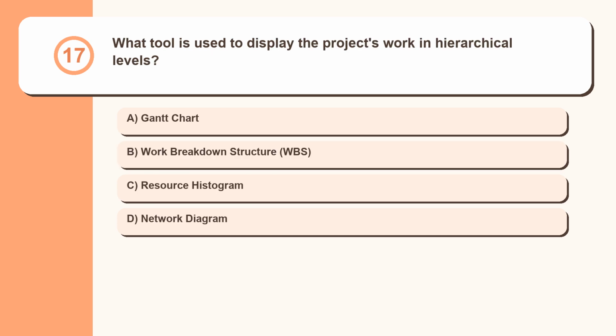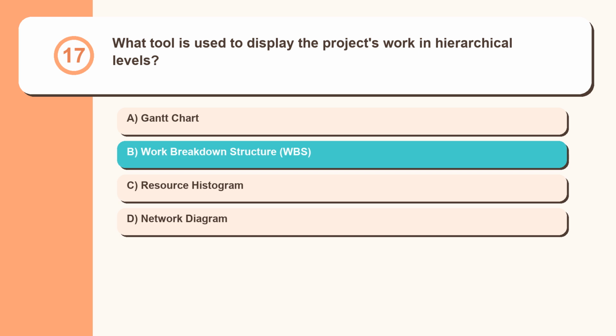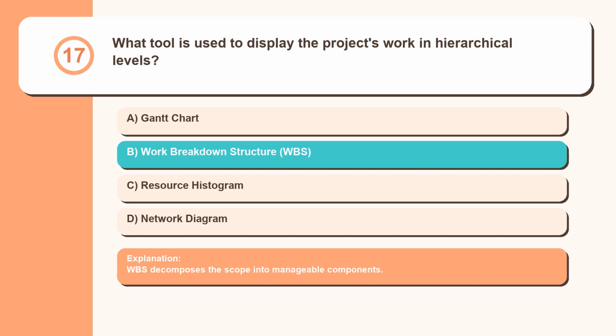Question 17. What tool is used to display the project's work in hierarchical levels? Gantt chart. Work breakdown structure, WBS. Resource histogram. Network diagram. WBS decomposes the scope into manageable components.